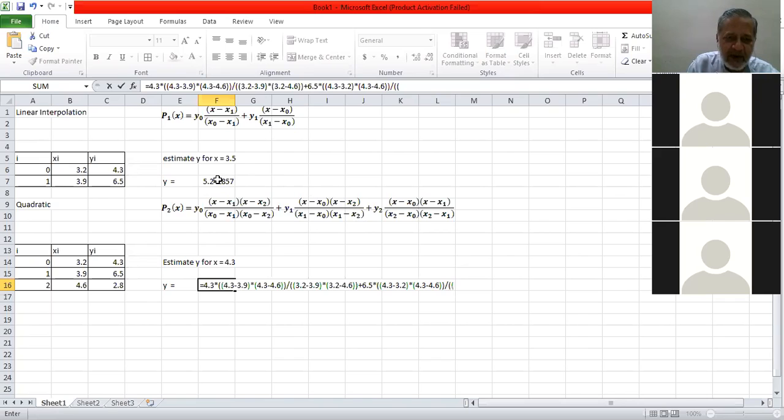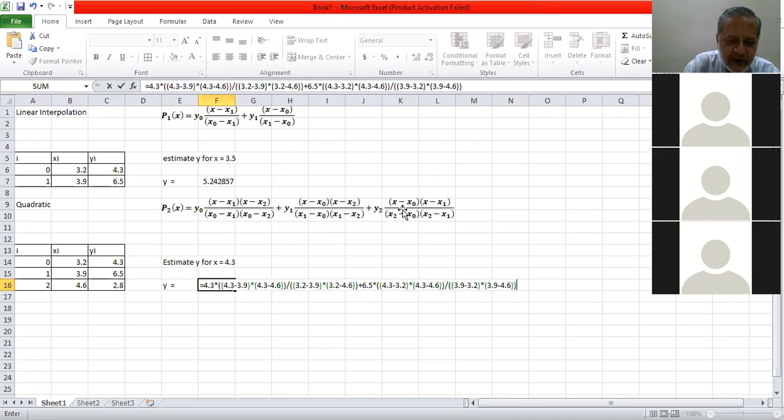Note that previously I used only single brackets. This time I'm using double brackets because I have to keep numerator separate and denominator separate. In the denominator of the second term, x1 minus x naught, that is 3.9 minus 3.2. Then x1 minus x2. So x1 is 3.9 minus x2 is 4.6. Denominator completed, second term completed.